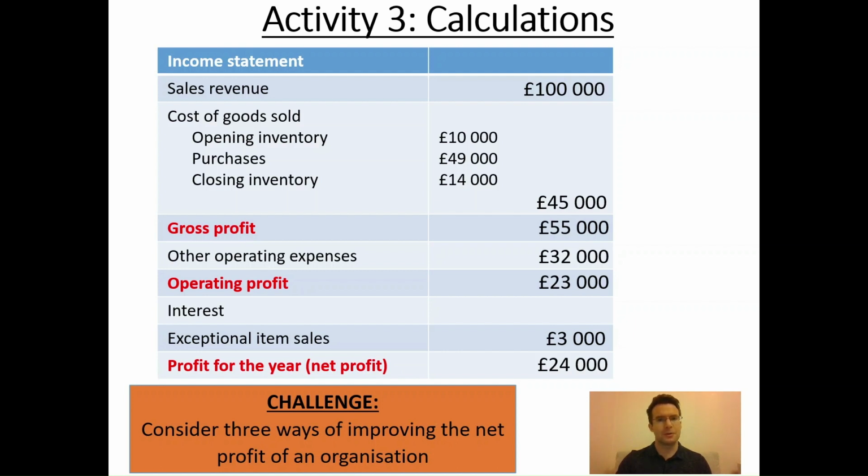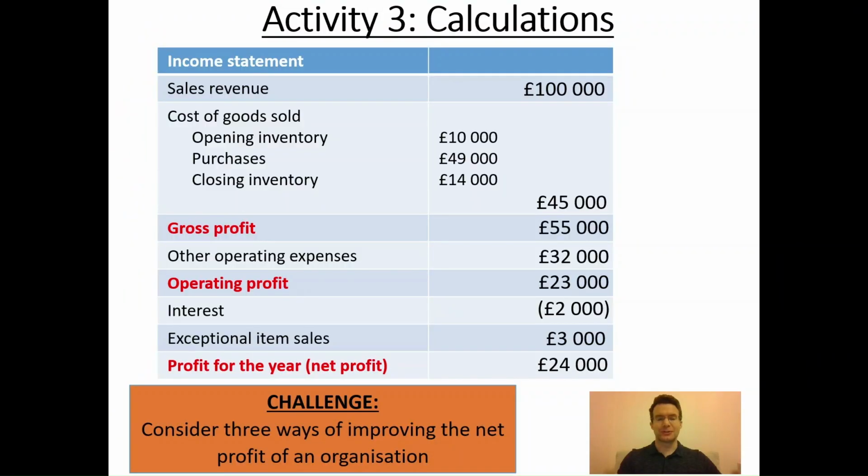Now this bottom bit you might have found a bit tricky, but operating profit of £23,000 but net profit of £24,000, taking into account the one-off exceptional item sale of £3,000, means that our interest had to be negative £2,000. Whenever you see something in brackets within business and finance, it means it's a negative or minus figure. So therefore the interest was a negative. We got charged that potentially on borrowing, which leaves us with a net profit of £24,000 for the year.